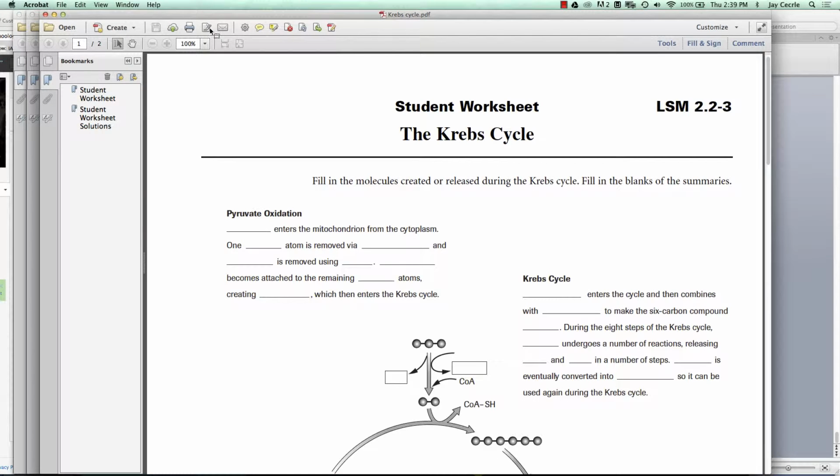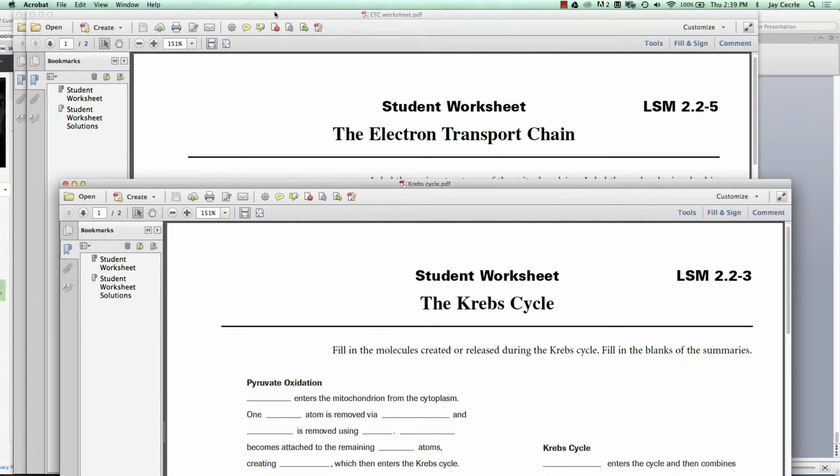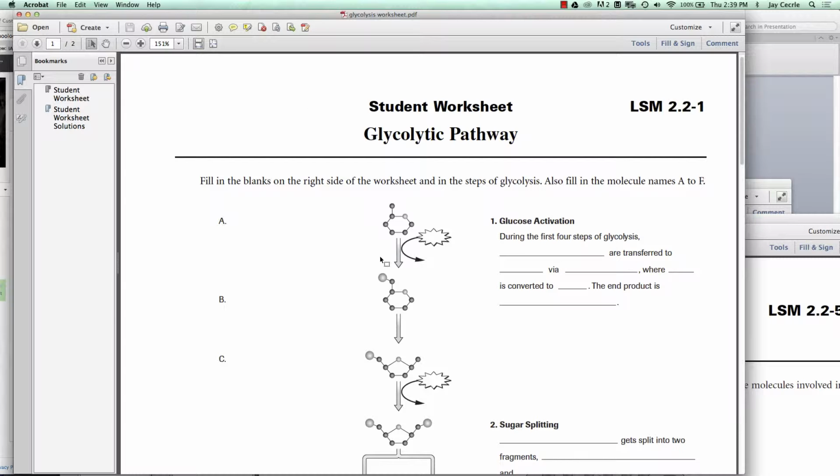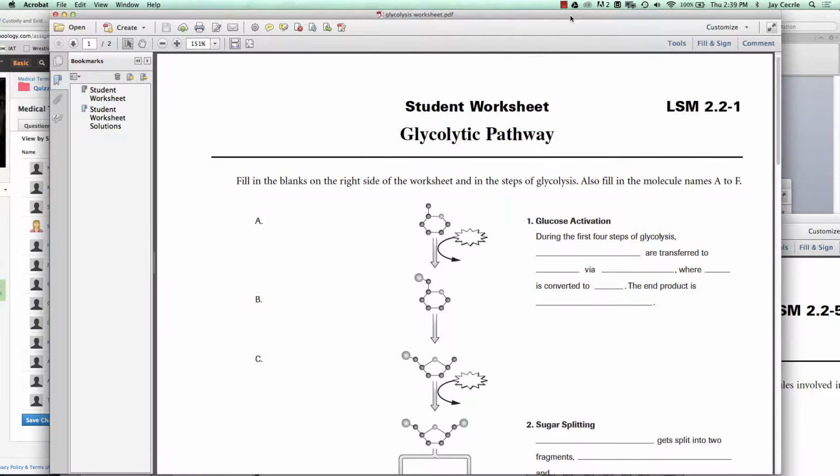So we got 3 worksheets. We're not going to fill out everything like we did for photosynthesis. That's not necessary. We want to do the main things. We're going to do the highlight reel of these worksheets. So find the one that says Glycolytic Pathway on it.